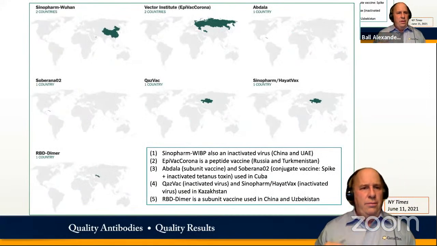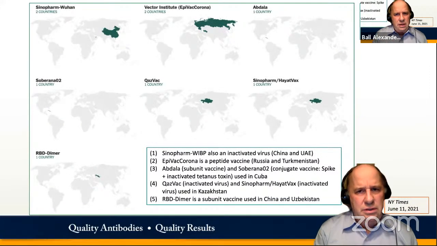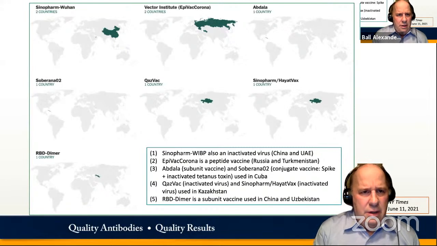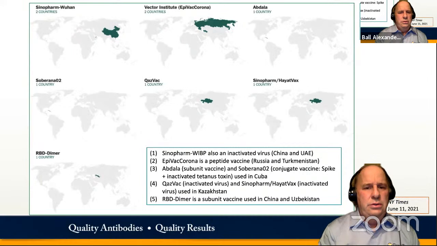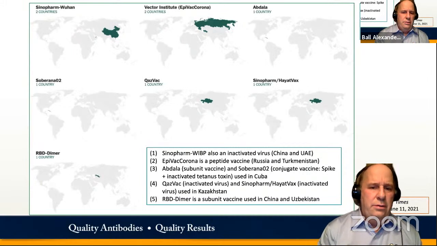And then I just want to mention some other vaccines, just for the sake of completeness, that are only distributed in 1 or 2 countries, but they're interesting. The Sinopharm WIBP is also an inactivated virus. It's just used now in China and the United Arab Emirates. The Epivac Corona is a peptide vaccine and really just found in Russia and Turkmenistan. The Abdala, which is a subunit vaccine, and the Soberana 2, which is a conjugate vaccine.